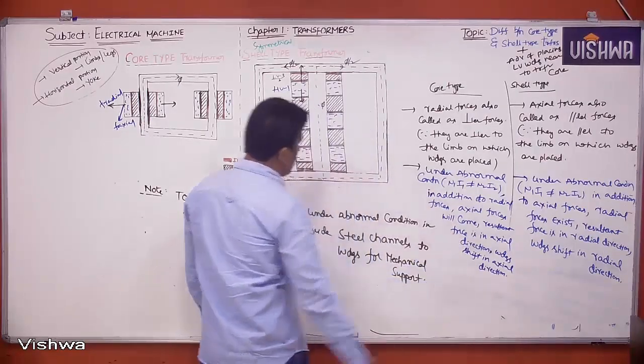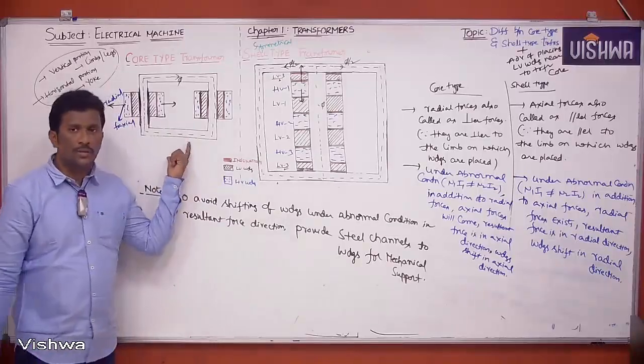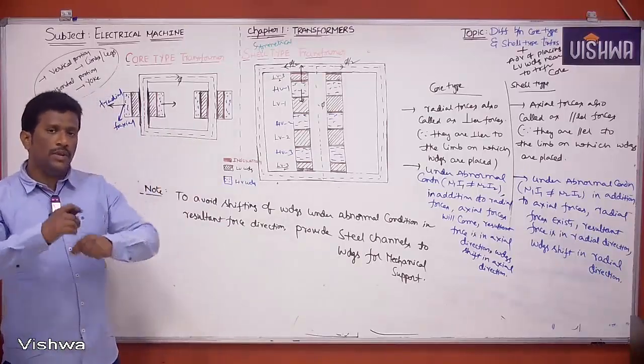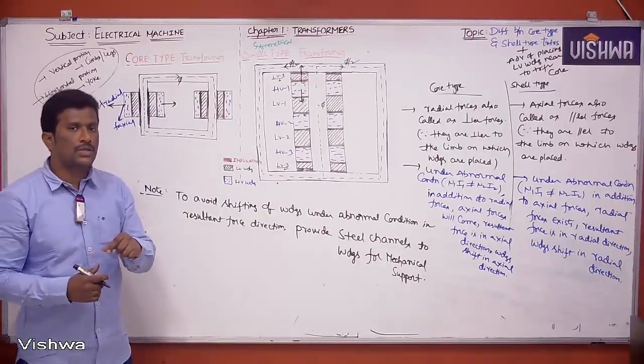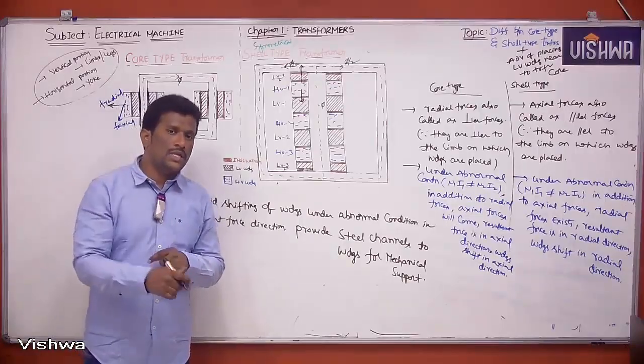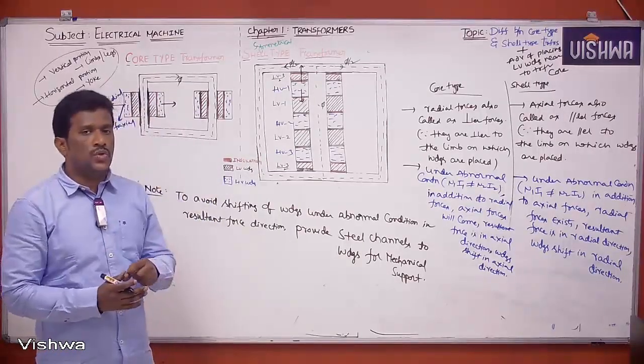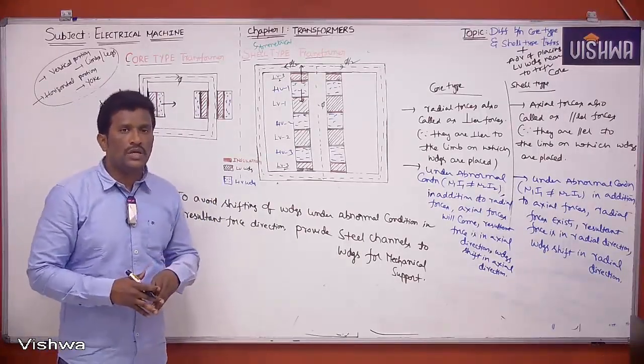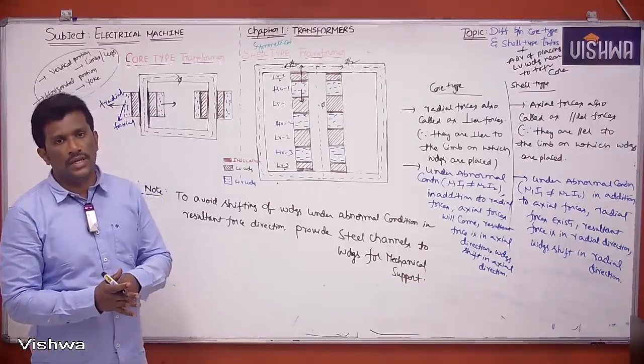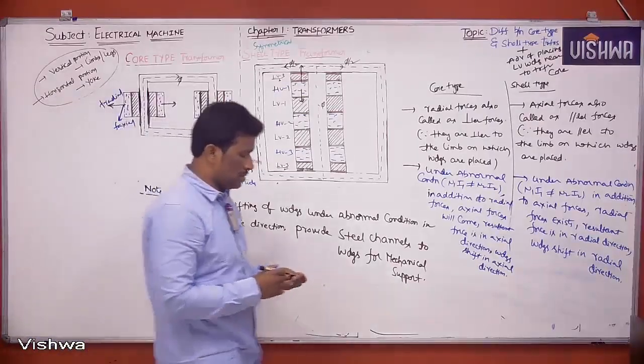If you observe in a real-time application also, in a core-type transformer, the windings are placed in steel channels. In the steel channels they place the windings, so that under abnormal conditions your windings will not shift in a resultant force direction. Okay, just note this.